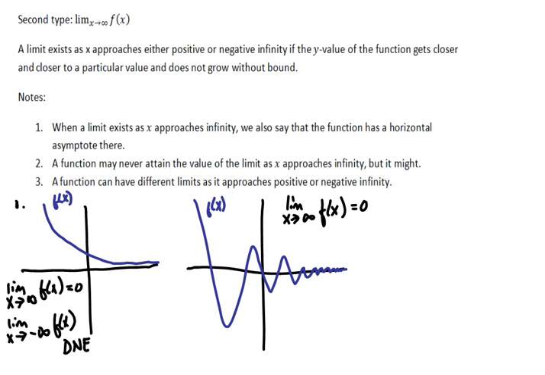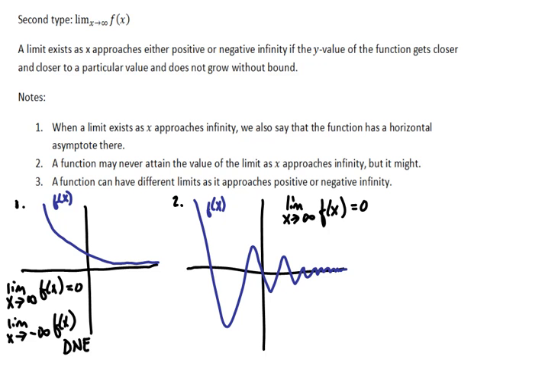But this particular example, example number 2, just goes to show that the function can cross over the horizontal asymptote. It's not like a vertical asymptote that can never cross over. It can cross over and the limit still exists there. So the limit as x approaches infinity of f of x equals 0, we would also say that this function has a horizontal asymptote of y equals 0 as x approaches positive infinity.